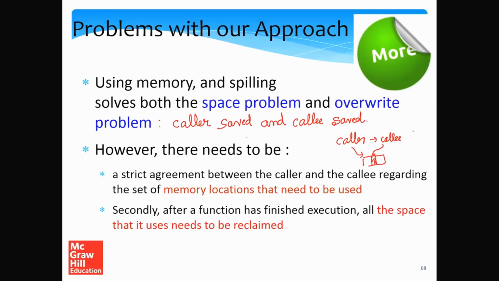So the regions of memory that are to be used by different functions have to be known a priori, and this is a problem. And then once a function has finished its execution, it will not need the space that it had used to store registers for spilling. This space has to be reclaimed, right? So we have to somehow mark this space to be empty such that it can be used by other parts of the program. So there's a need to reclaim this space. This makes things pretty complicated, and the root of all the problems is the space problem and the overwrite problem.